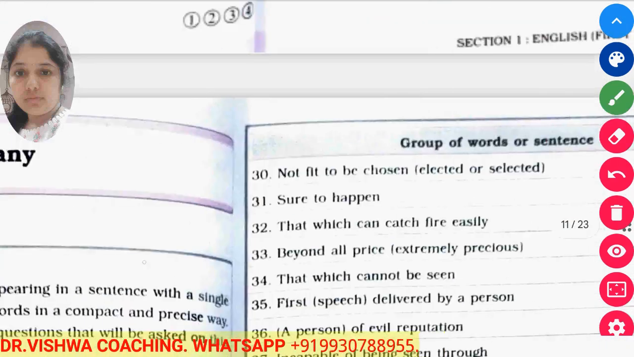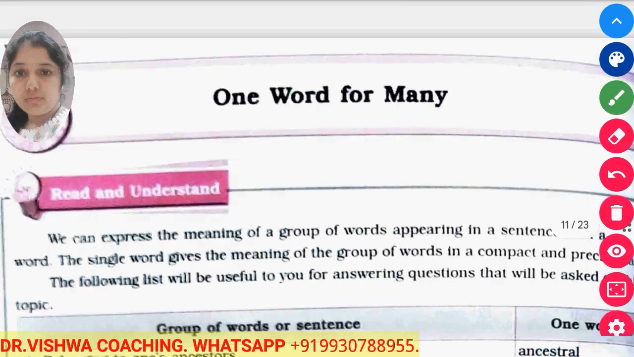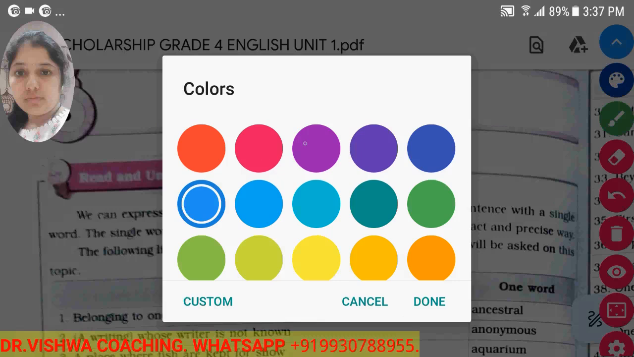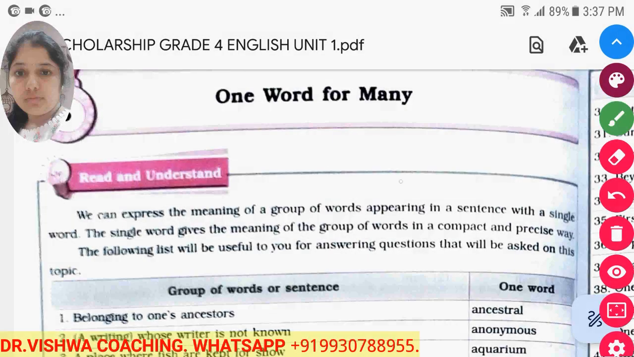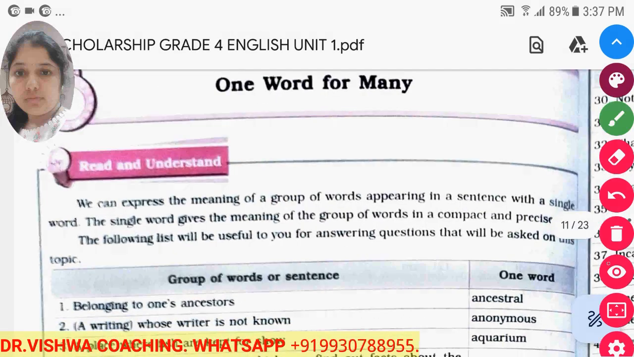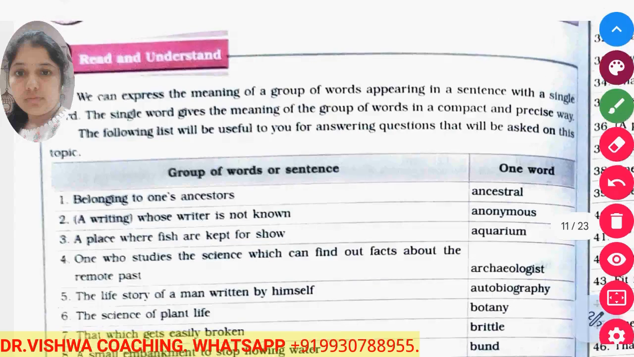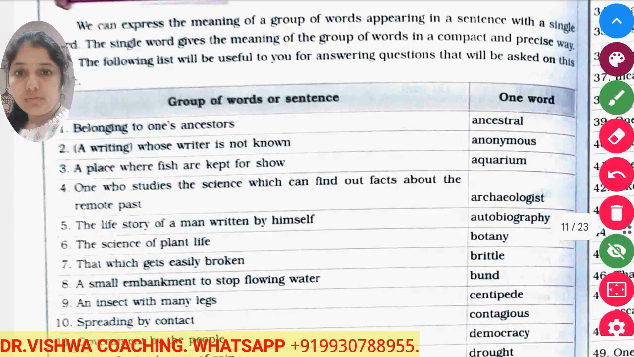Okay, now the next topic is one word for many. So there is a group of words and we have to use a single word for those group of words which have the same meaning as the single word. We can express the meaning of a group of words appearing in a sentence with a single word. The single word gives the meaning of the group of words in a compact or precise way. So it is known as one word for many. Many examples are given here.